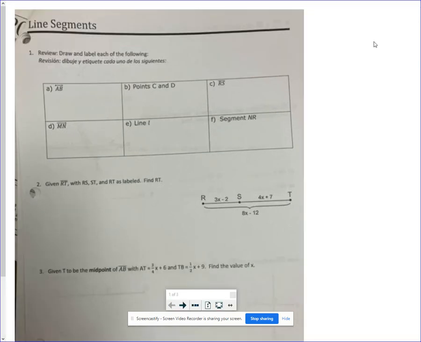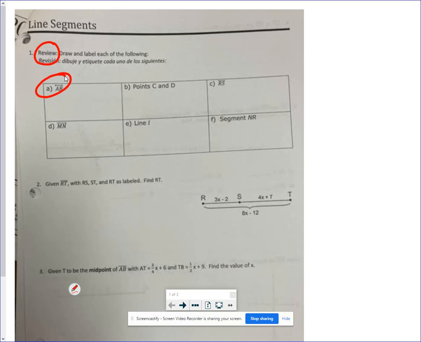Okay, hello ladies and gentlemen. Today we're going to be working with line segments. So let's start with the review. This says review. Draw and label each of the following. So we're going to draw what this would look like.